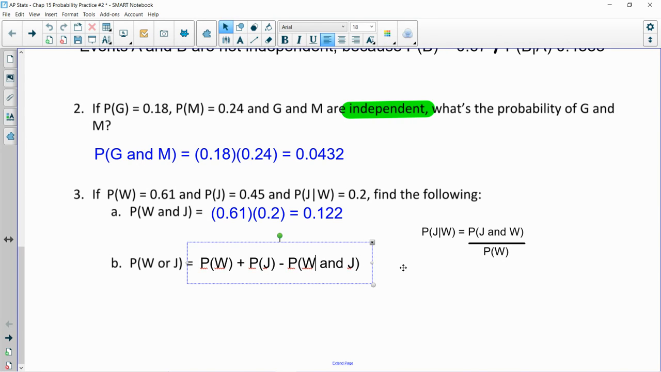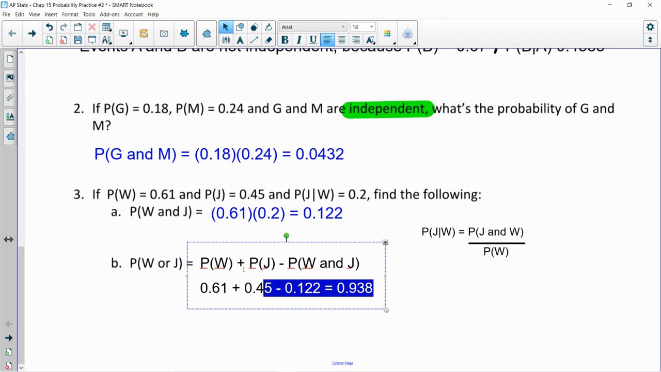All right, let's go ahead and plug in what we got. What's the probability of W? 0.61. Plus the probability of J, 0.45. Minus the probability of W and J, which is what we just solved in part A. And using a little algebra, the magic of math, we have 0.938. And there is our solution.